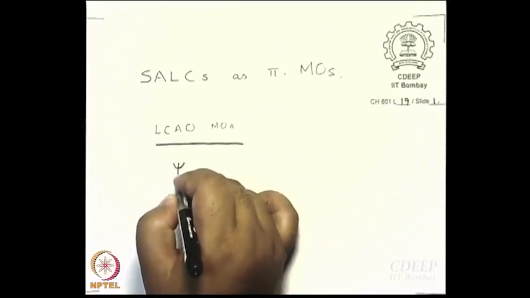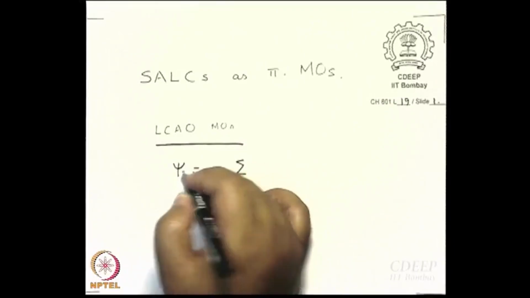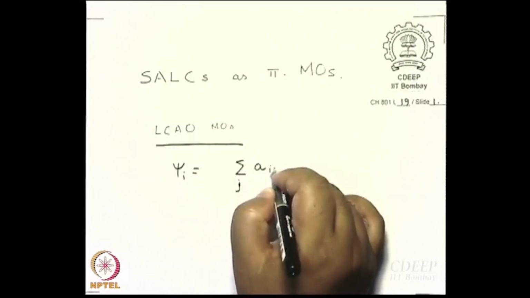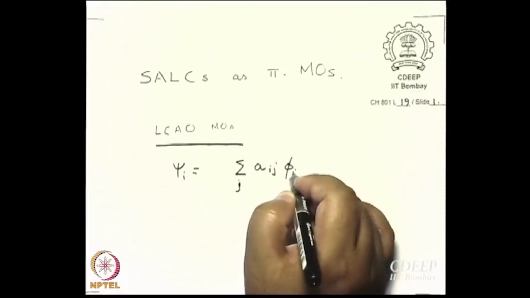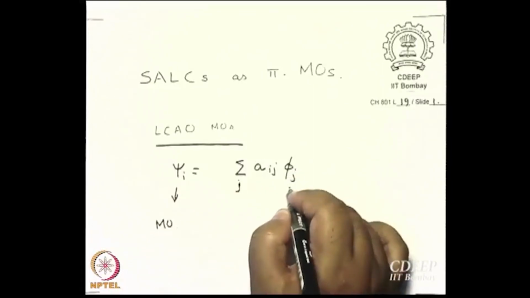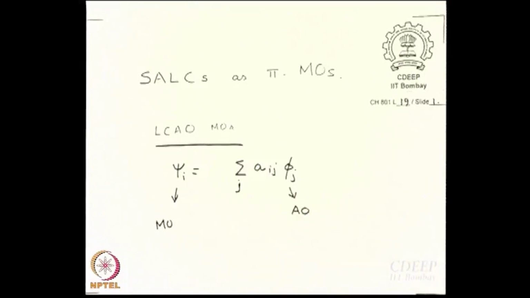Right, you write the molecular orbital psi, let us say this is psi i, the ith molecular orbital, as a sum over j of a_ij phi j, where psi i is the ith molecular orbital and phi j is the jth atomic orbital. Okay. So, this linear combination of atomic orbitals is somewhat like the extension of what you do in multi-electron atoms. What is the simplest approach of handling multi-electron atoms?